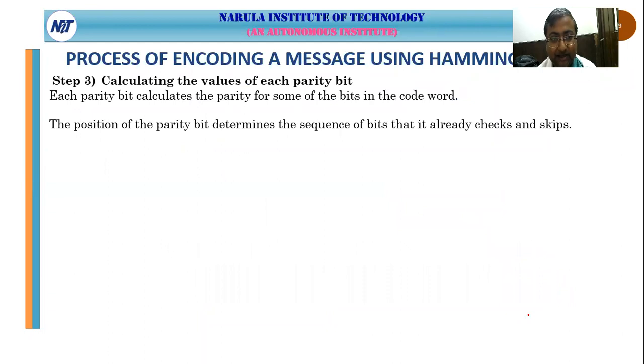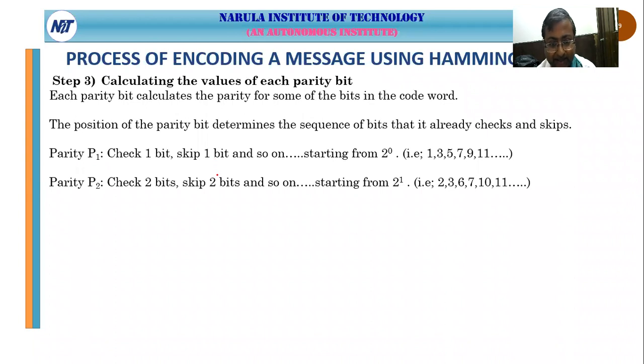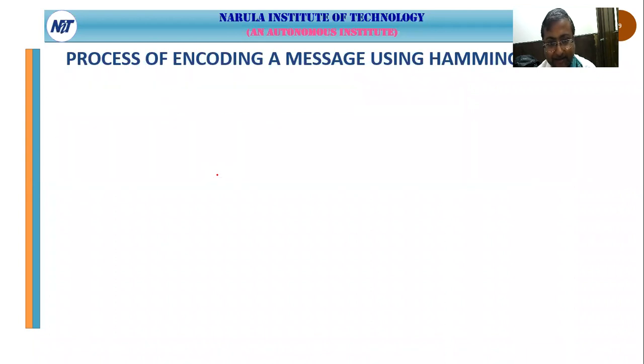So now, what is the rule? Each parity bit calculates the parity for some of the bits in the code word. It may be even parity, it may be odd parity. But the position of the parity bit determines the sequence of the bits it checks and skips. Suppose, what will be the value of P1? For checking P1, check one bit, skip one bit. That means the value of P1 should be determined like this.